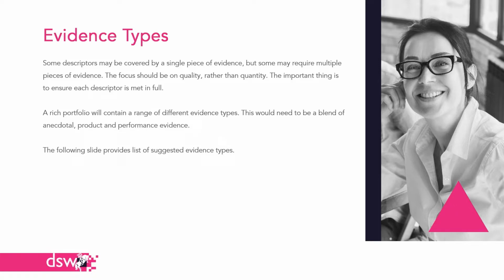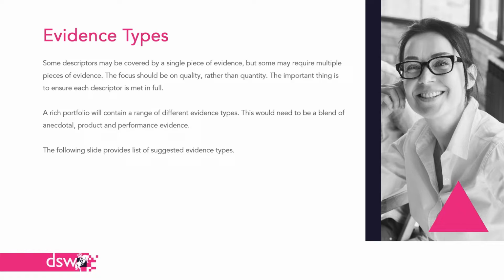A piece of evidence might be a single document, or it may be a folder containing a number of documents which link together. We're looking for quality rather than quantity. Have the apprentices think about examples of specific situations that they've been involved in which would allow them to demonstrate multiple areas of the standard with a blend of different evidence types.